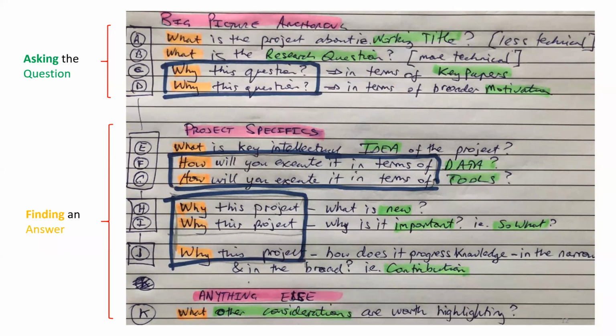Let's look at items H, I, and J. And these are all why questions. In fact, they've got a very common theme to them. They're all asking, why this project? Let's look at item H. Why this project in terms of what is new about this project? Item I, why this project? Why is it important? In other words, so what? And item J is again asking, why this project?